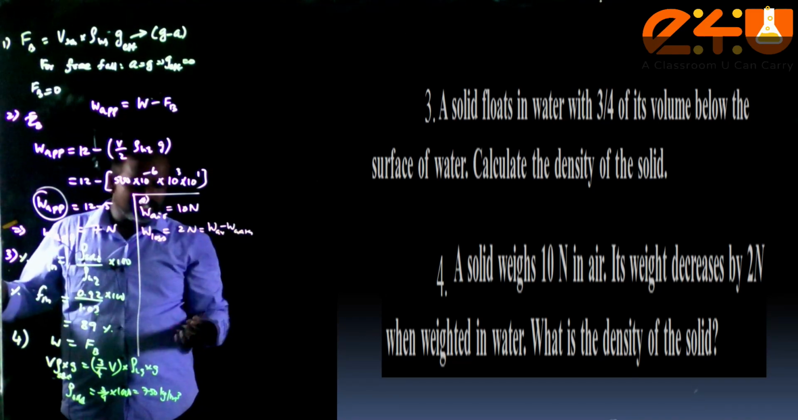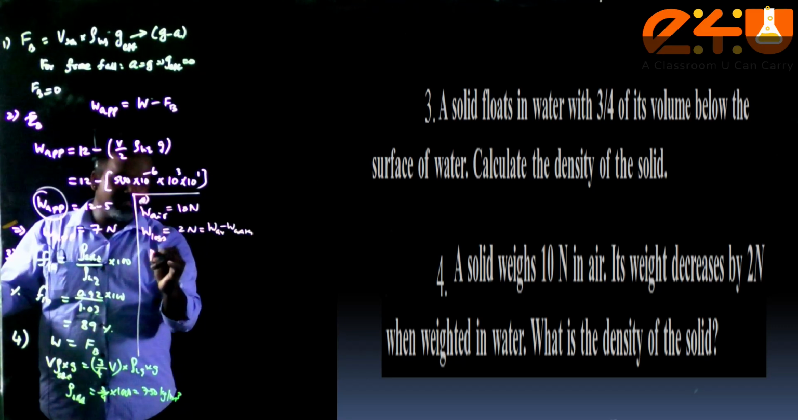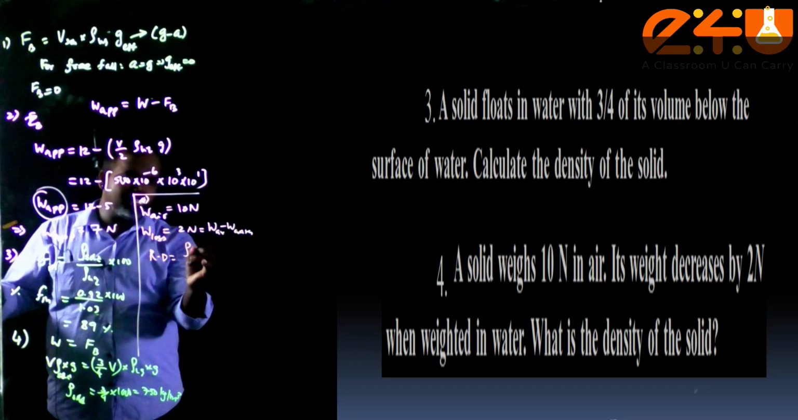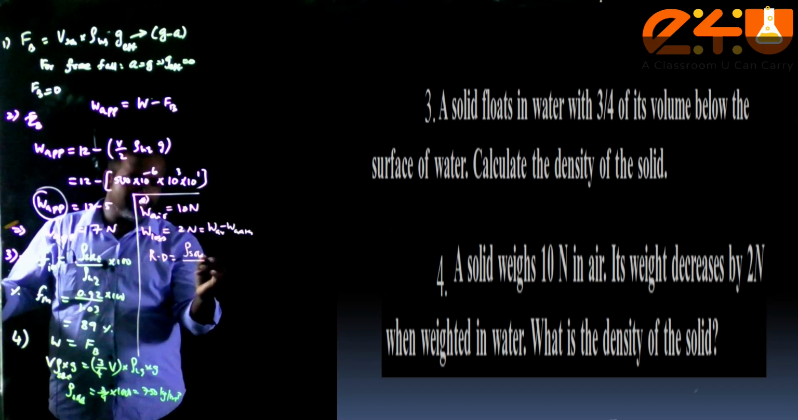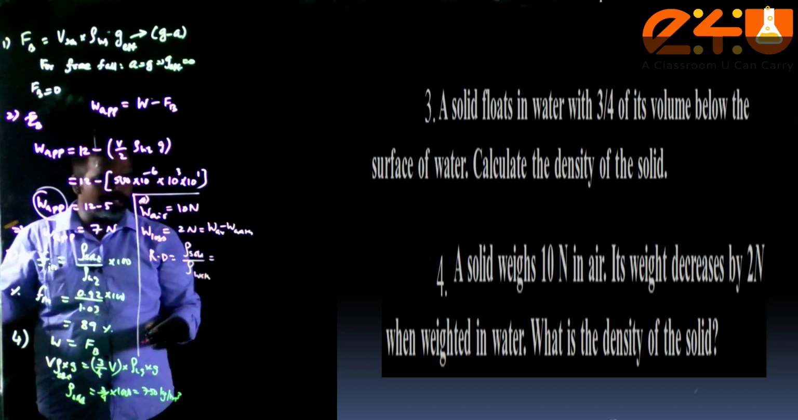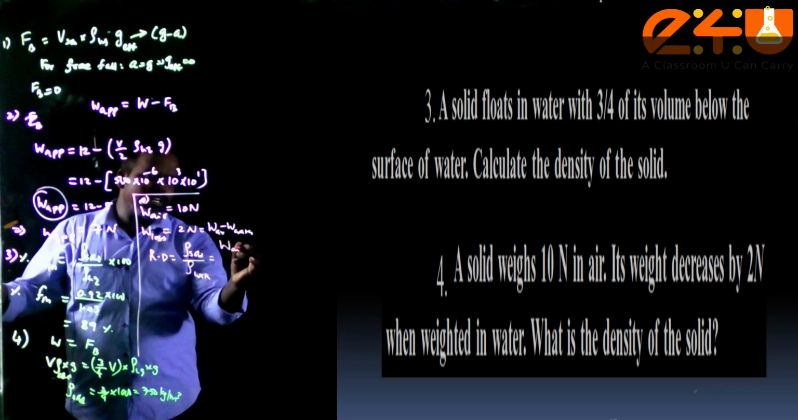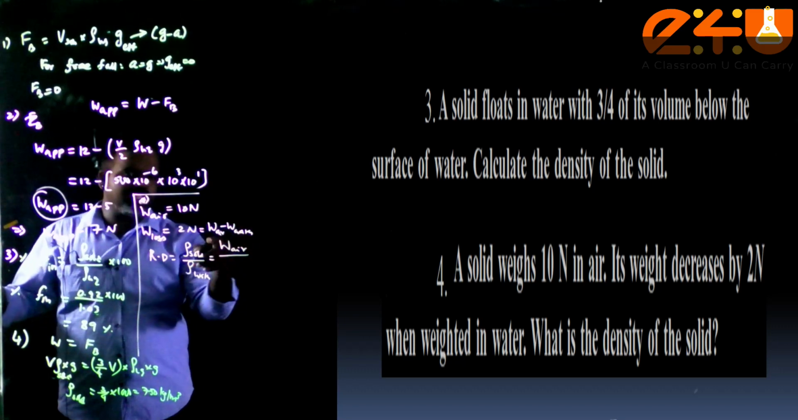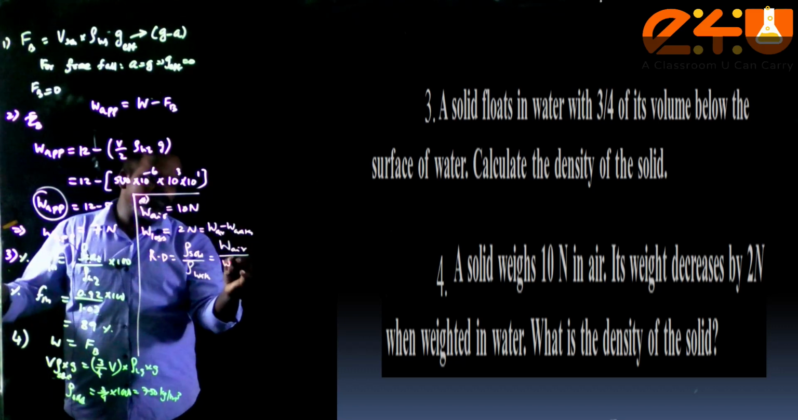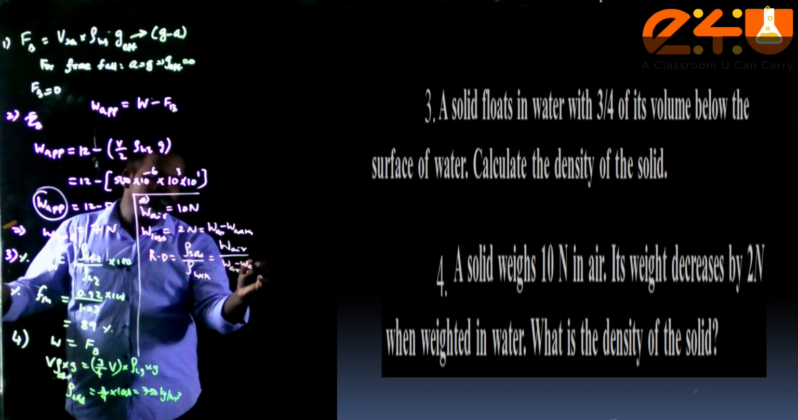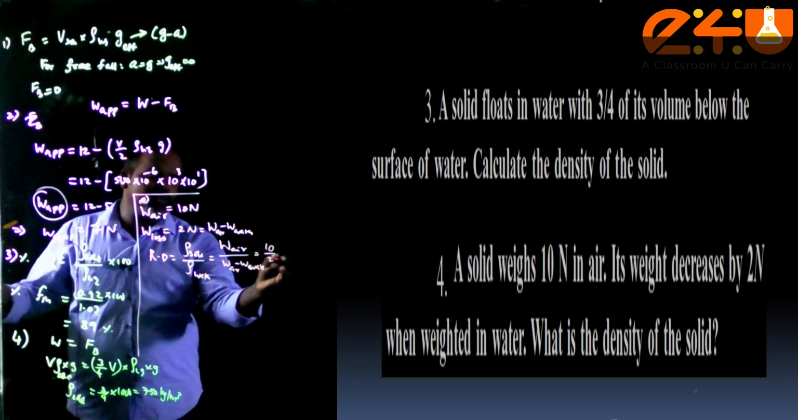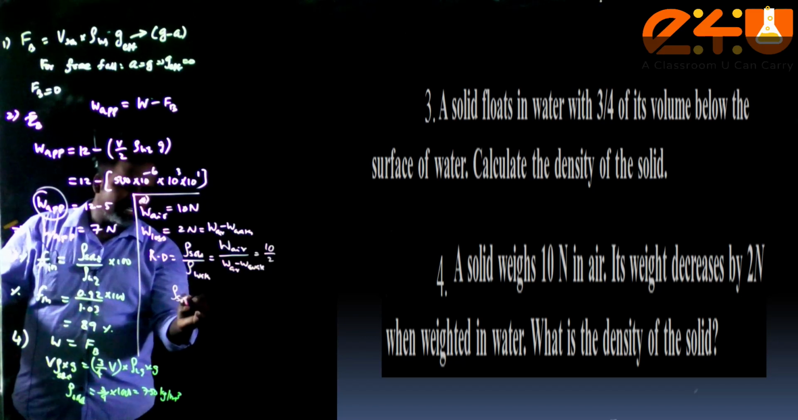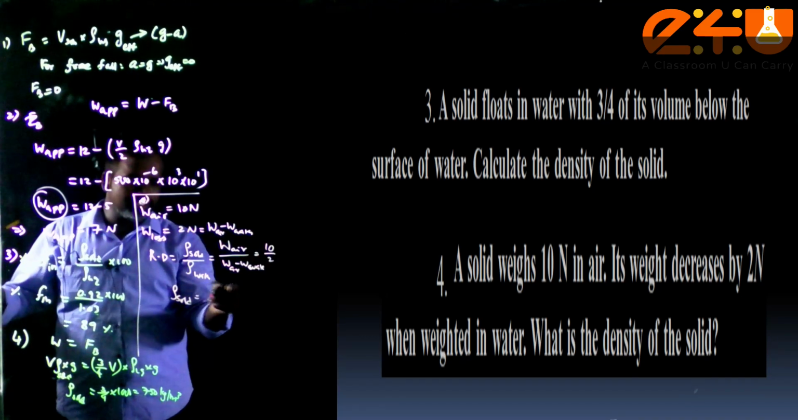They are asking what is the density of the solid. We know that the relative density of the solid is nothing but rho solid divided by rho liquid. Here the liquid is water, so that is equal to W air divided by W air minus W water. This value is given to be 2, so substitute that value, that is 10 by 2. Therefore, rho solid is equal to 5 times 1000.